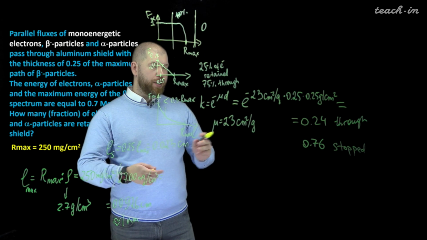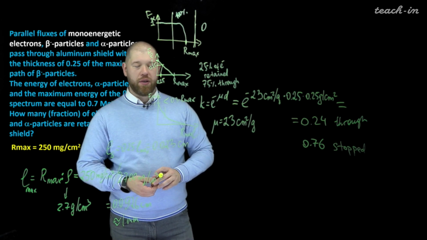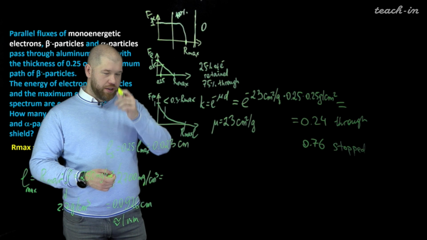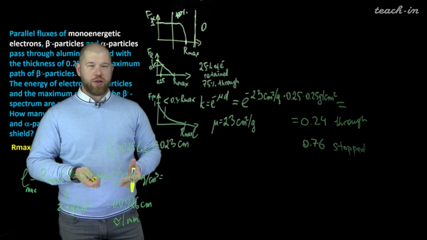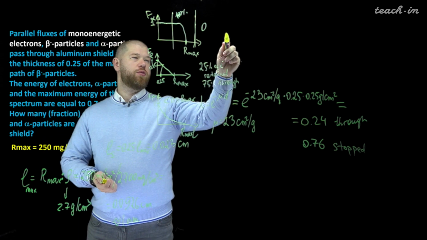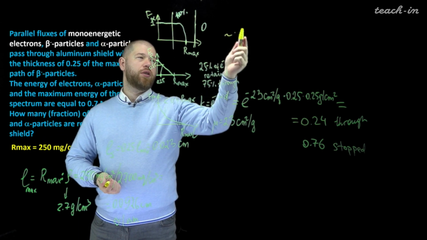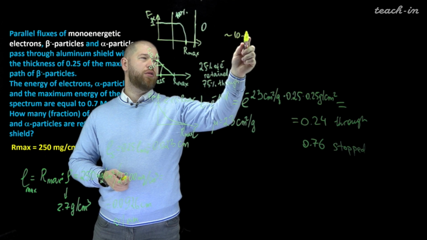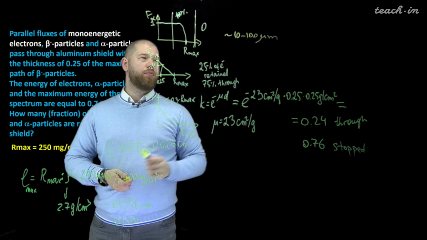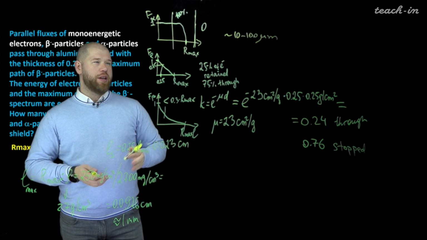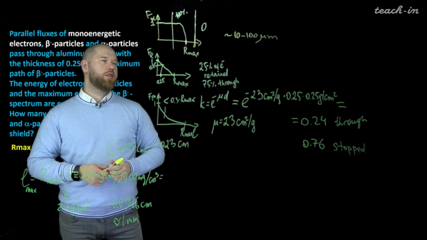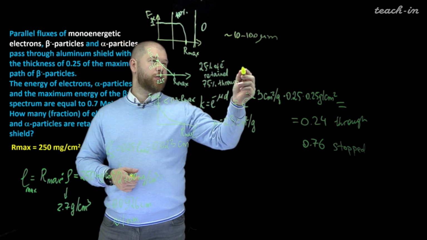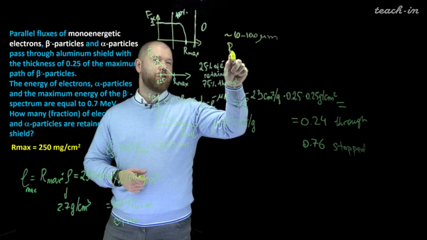Okay. And what about the alpha particles? Will they go through the screen, or will they be stopped by the screen? In principle, the maximum range of alpha particles in solid material is 10 to, I don't know, 100 micrometers. Usually even less, around 40, 50 micrometers. But let's take 100 micrometers. So it is the maximum range of alpha particles.